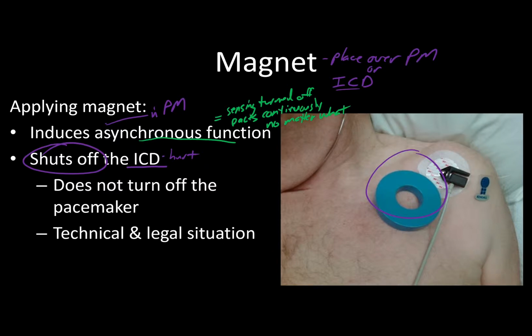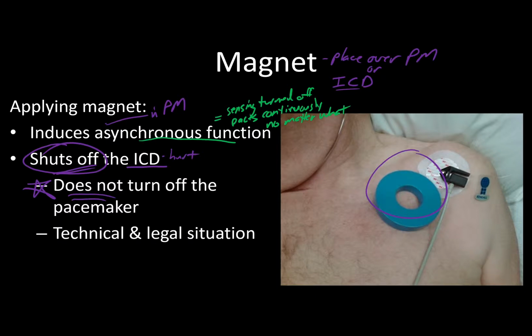And that's really cool because if a patient has a pacemaker malfunction where it's firing a whole bunch, like trying to pace the patient really fast, put the magnet on, it slows it down. So now we put these two together. If the patient has a pacemaker and an ICD, it will turn off the ICD but does not shut off the pacemaker. It absolutely doesn't.